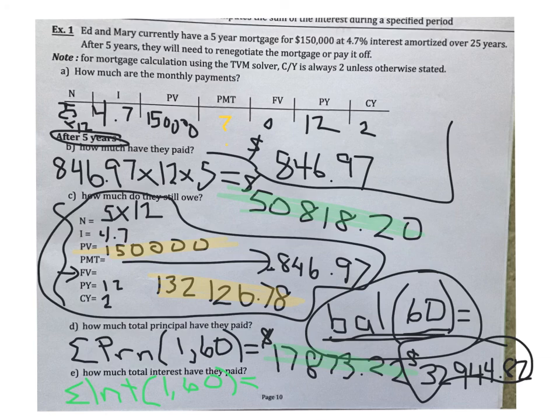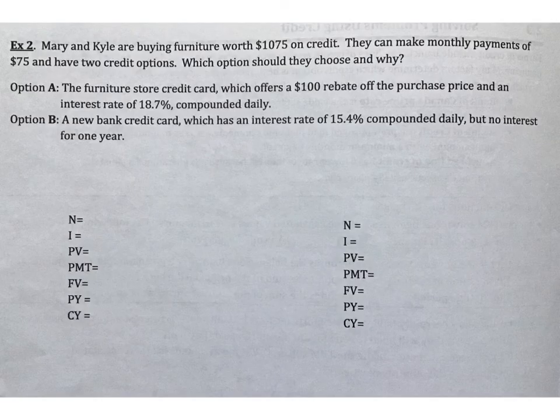Okay, so let's look at the next example. Mary and Kyle are buying furniture. The furniture is $1,075. They can make monthly payments of $75. They have 2 options. Which one should they choose? So the furniture store has a credit card. It offers a $100 rebate off the purchase price. So if we're borrowing for our PV, if we're borrowing $1,075, we get to deduct $100 off of that for the rebate.